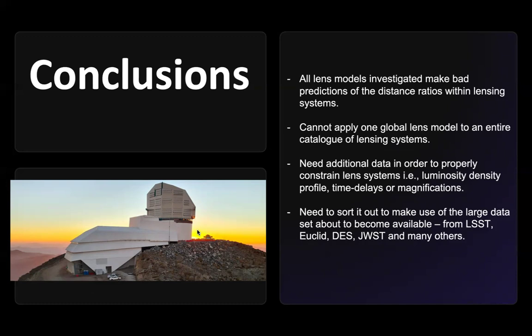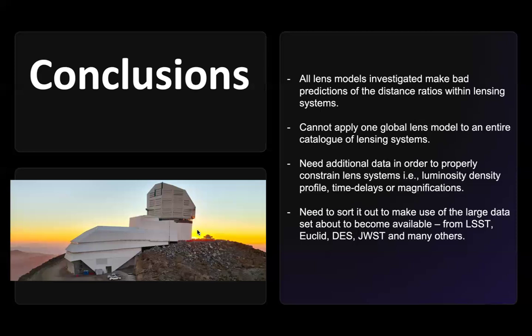So I guess applying one global lens model is not adequate for an entire catalog. There'll always be systems that are poorly described. And we need to have either individual fitting, so applying a specialized lens model to each different lensing system, as you would when you're trying to find H0 with H0LiCOW or TDCOSMO or these other lensing collaborations, or apply more observational data to better constrain each model to each system. So having luminosity density profiles, time delays, magnifications, image positions, or whatever to better constrain them.